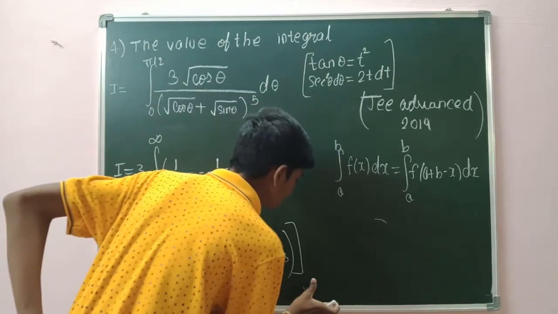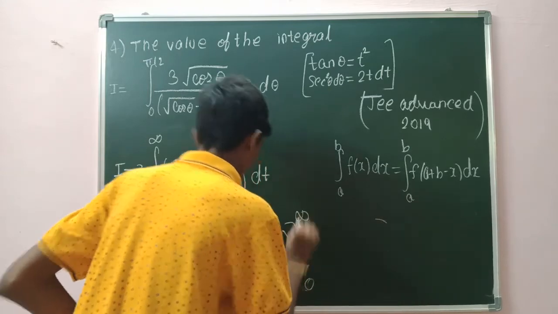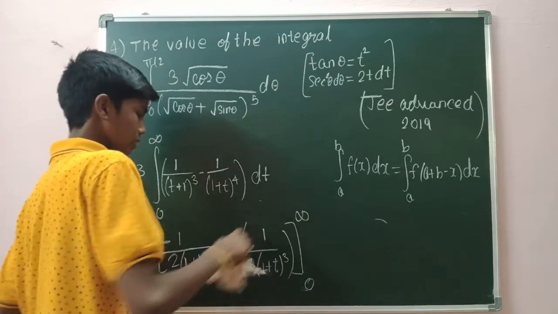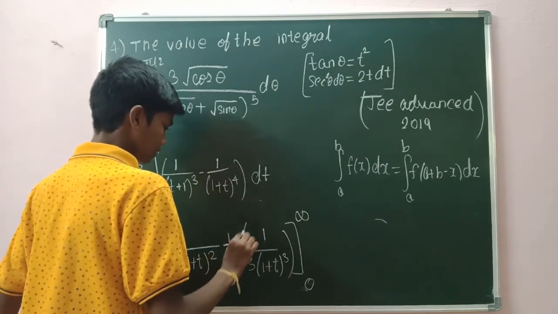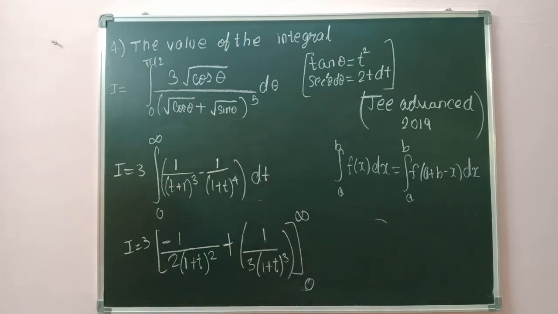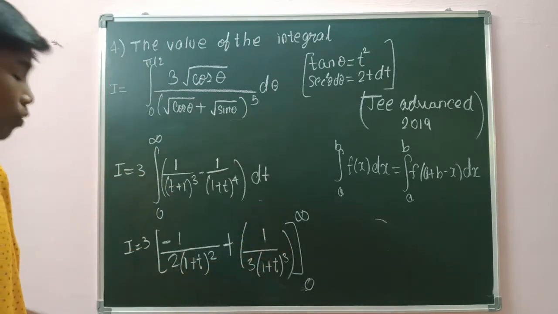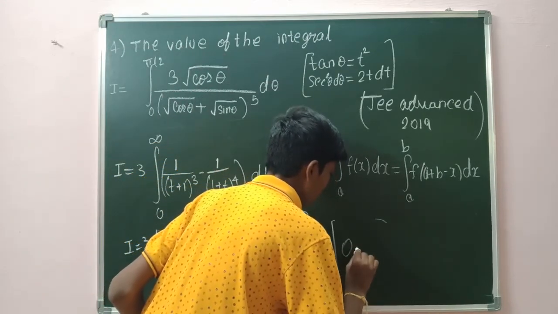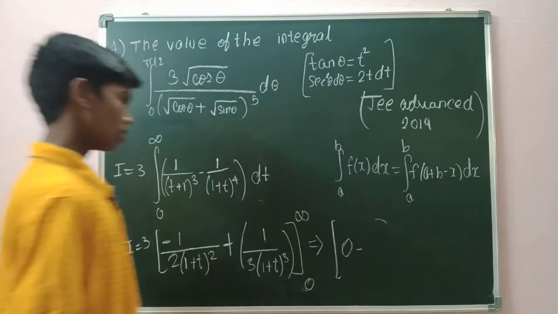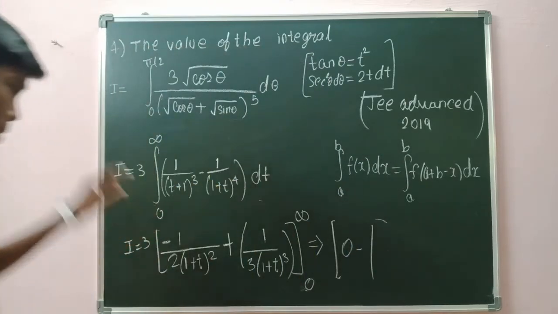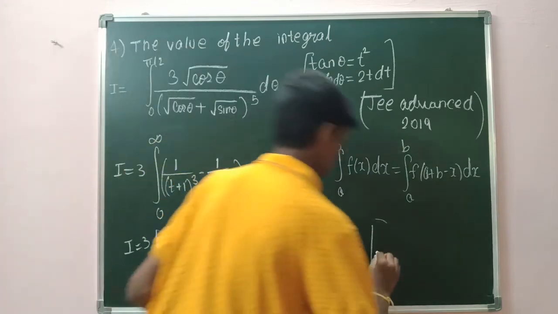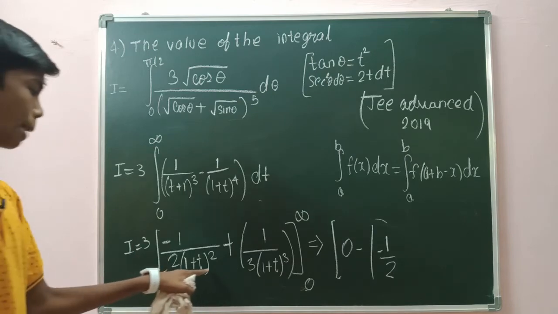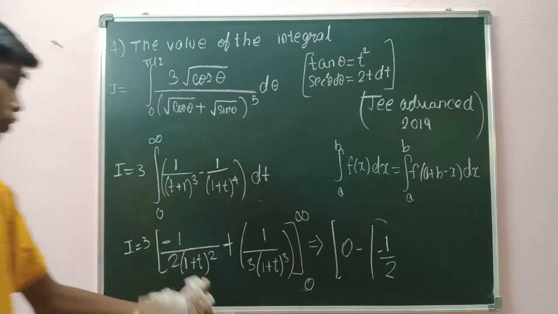So now the question is very simple, right? You're just supposed to solve it. Minus into minus is plus, therefore I can change this as plus. Now when you solve the limits part, first put t as infinity, you will get 0. Now when you put 0 in place of t, I will get minus 1 by 2, because minus 1 by 2 into (1 plus 0) whole square will be 1 square. So minus 1 by 2.